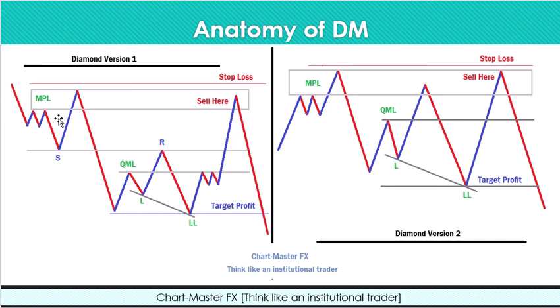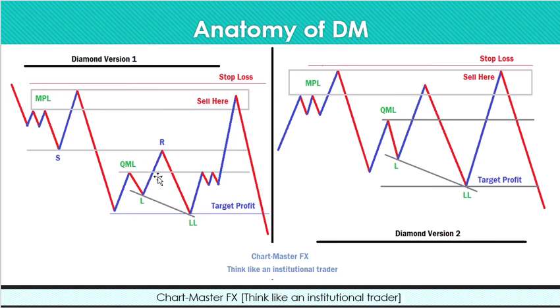You need to identify your MPL. You need to identify, guys, your flippy area where support turns to resistance. Once you have this condition, guys, you can see that the head of the Quasimodo was aligned with the flippy area.